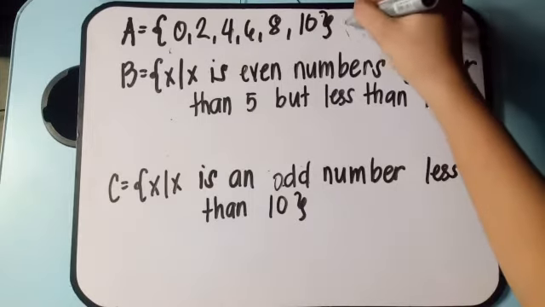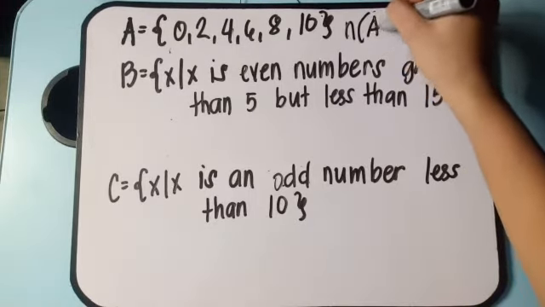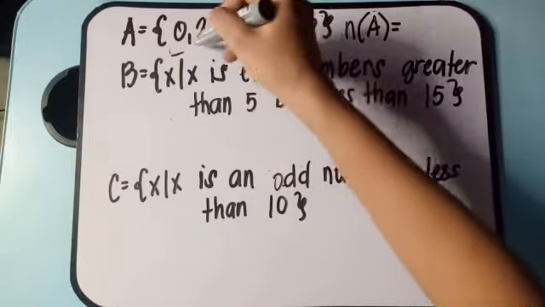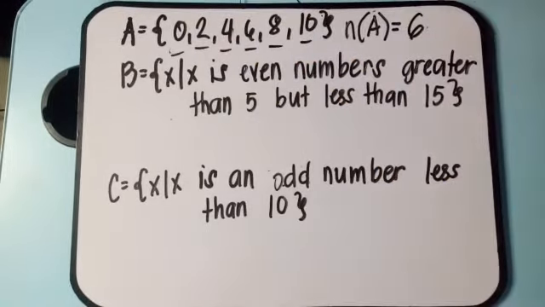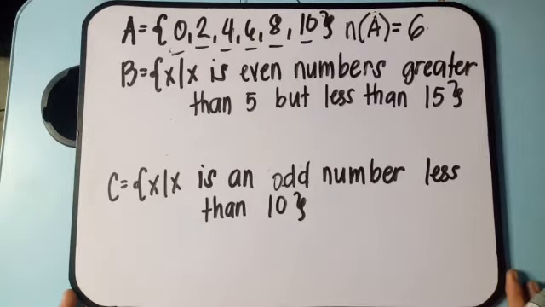So, if you were to count, that is N of A is equal to 1, 2, 3, 4, 5, 6. So, 6. Next, the second one, set B is the set of x such that x is an even number greater than 5 but less than 15.